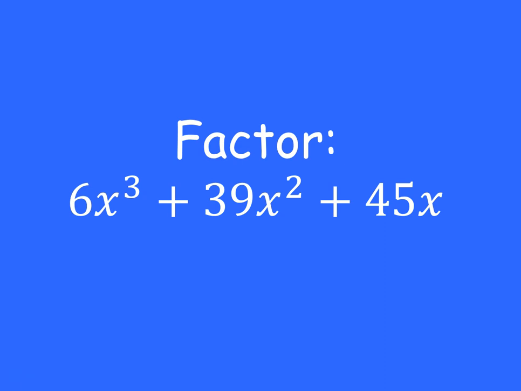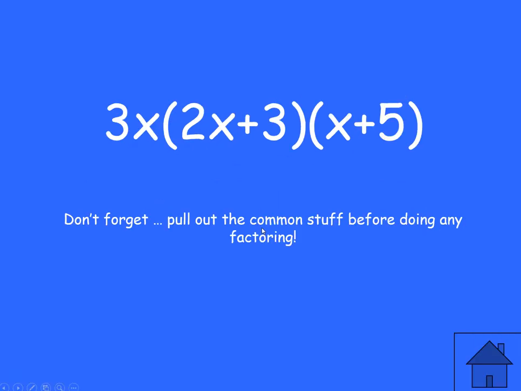Let's see the answer. Now this one's a little tricky because you've got to factor out the common stuff. Hopefully you remember that. Always, always, always factor out the common stuff before trying to do the AC rule. Let's take a look. Correct answer is 3x, that was the common stuff, times 2x plus 3 times x plus 5. Again, don't forget to pull out the common stuff before factoring.